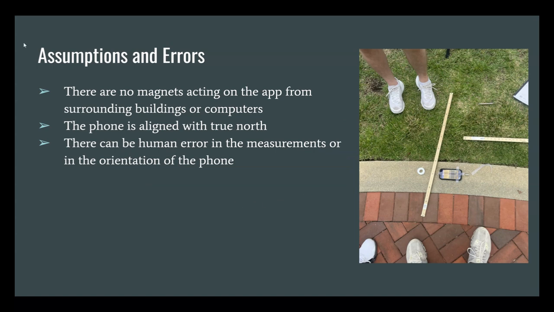So, assumptions and errors that we could find in this lab. There are no magnets acting on the app from surrounding buildings or computers. That could very well happen in any scenario. We could assume that the phone is aligned with true north. It could be slightly off. And we can assume that there will be human error in the measurements or the orientation of the phone to some degree.